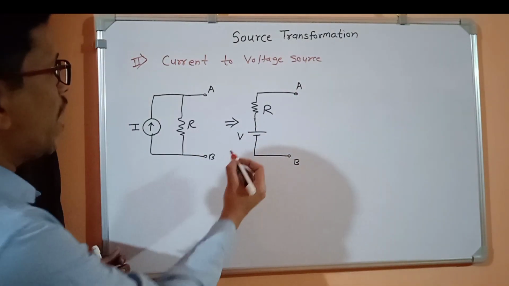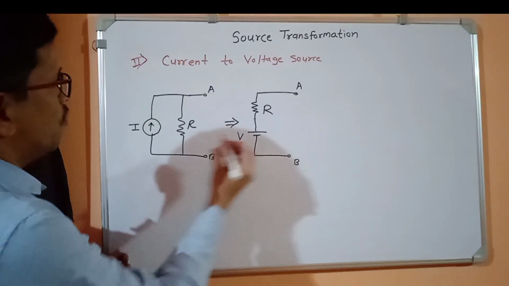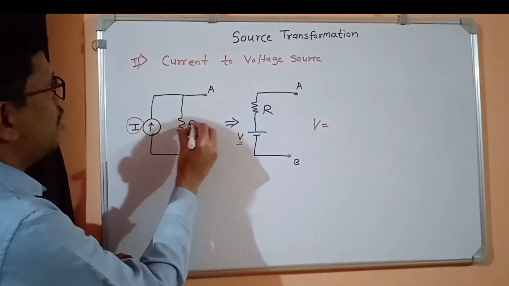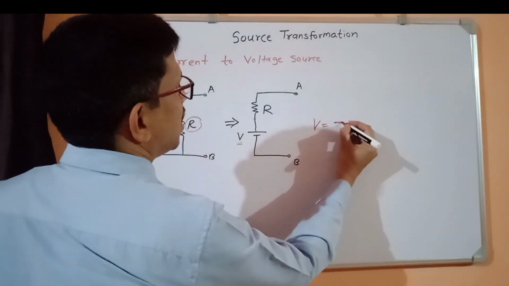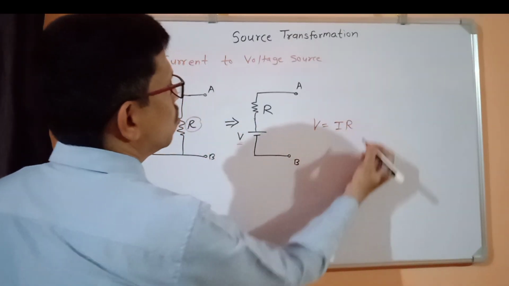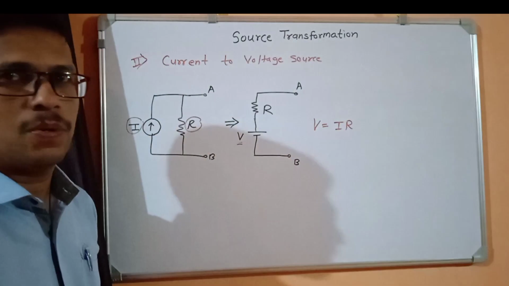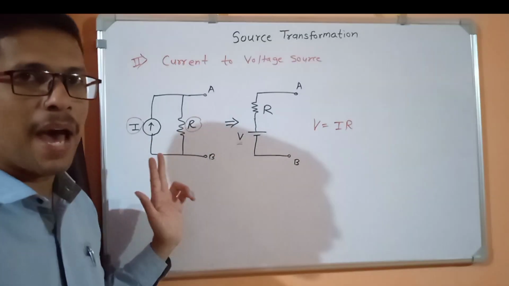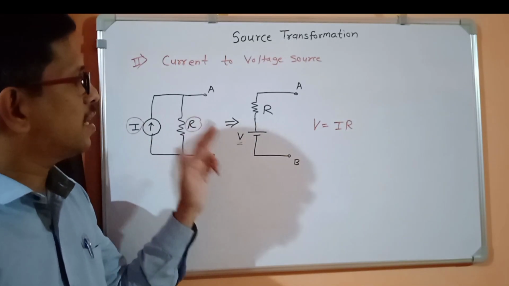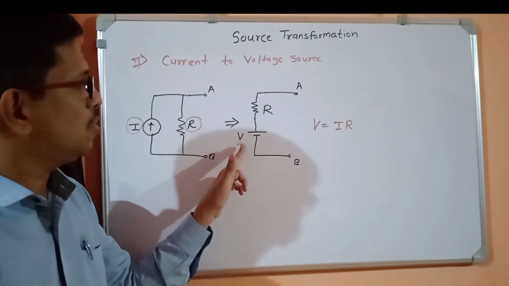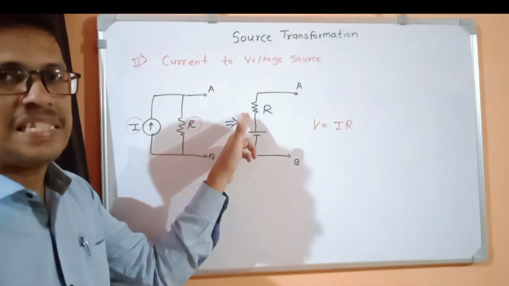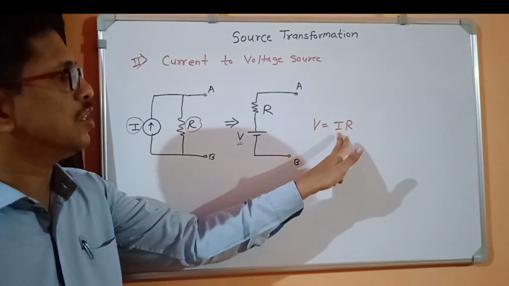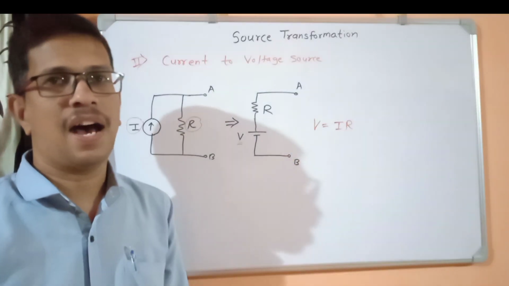Now how to find the value of V? V is given by I into R. So whenever a current source is present with a parallel resistance, we can convert that current source into a voltage source with series resistance, such that the value of voltage is given by V is equal to IR.